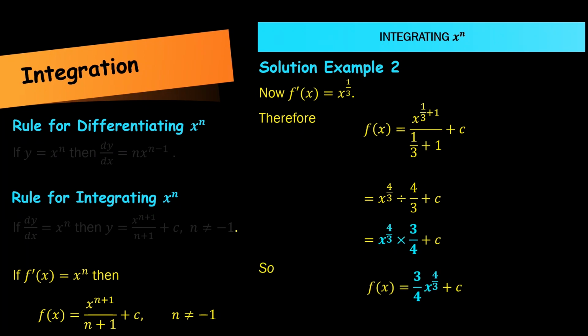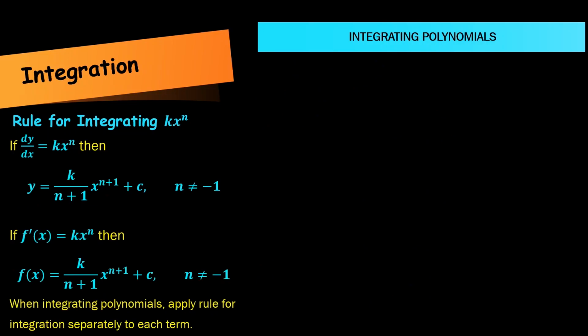So we're now left with f of x equals 3/4 x to the power 4 over 3 plus c. Now let's take a look at another example. Pause the video and have a go. Press play when you're ready to view the solution.